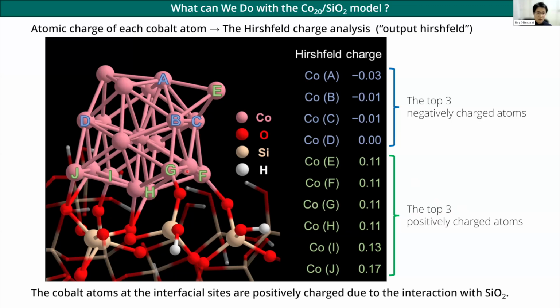As you can see here, most of the positively charged cobalt atoms are located at the interfacial site with the silica, but the negatively or neutrally charged cobalt is located at the top layer of the cobalt cluster. That means the cobalt at the interfacial site has a positive charge, or is cationic cobalt, due to the interaction with the silica support. We can get this kind of electronic structure information from these calculations.